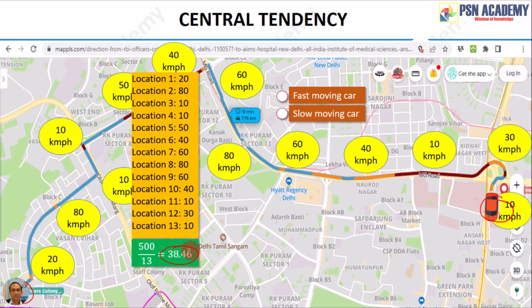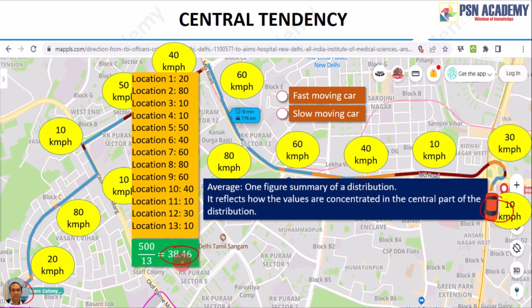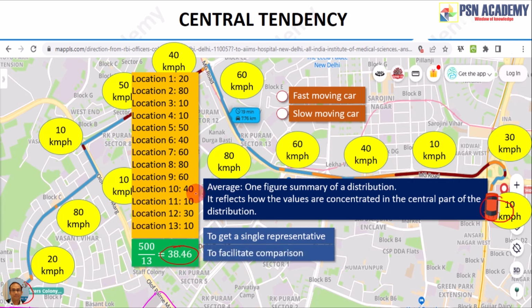Now what is this 38.46 all about? It is actually representing all these 13 values, right? And what advantage can you get from this mean? You can compare the fastness of this car with another car. Say a different car is also starting from RBI's officers colony and it is reaching AIIMS hospital, the same route, but we record 20 locations with different values.